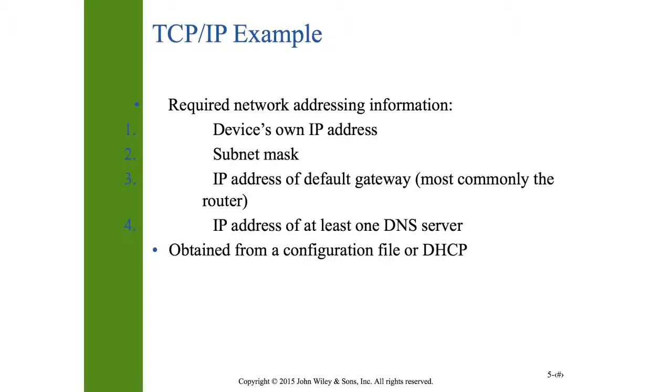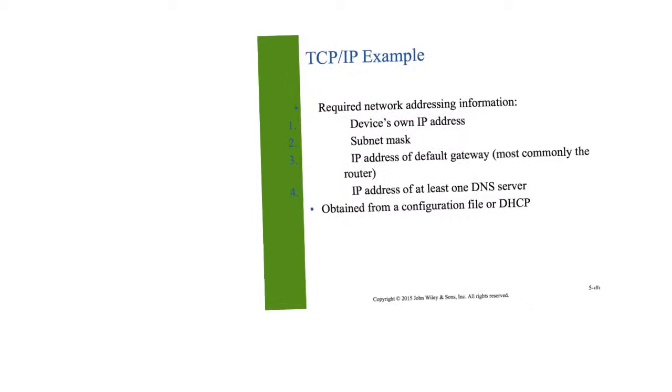I would like to go through a complete example of TCP/IP and how the messages get transmitted from one machine to another machine within one local area network. For a device to communicate properly on the network, it needs the following four pieces of information. It needs its own IP address. Each machine on a local area network requires its own IP address.